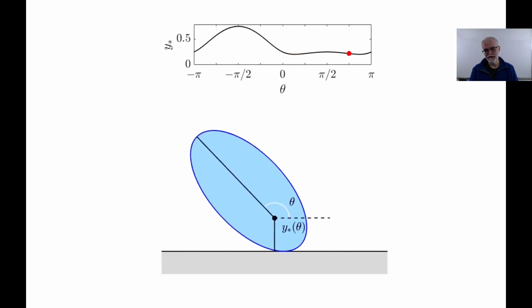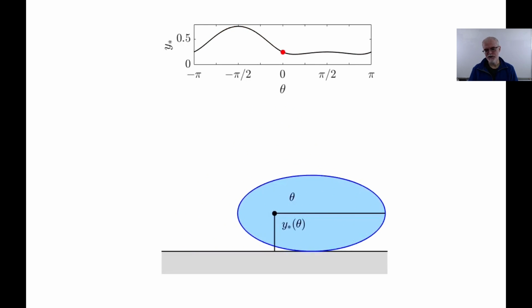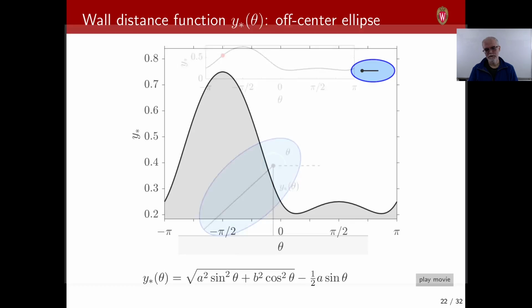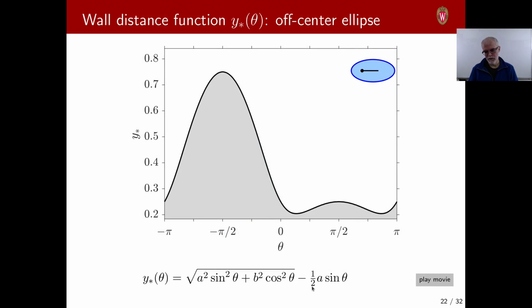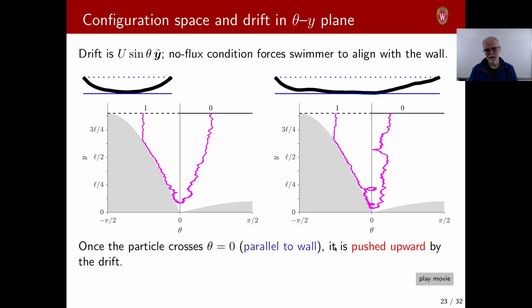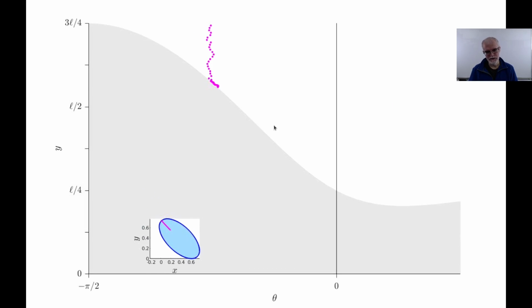Again, you can get this y star of theta analytically for such simple shapes. And it's given by this function here, where this minus half a sine theta has to do with the fact that we displaced the center of swimming from the geometric center. Let me show you some simulations of a Brownian path, meaning if I start the particle and make it head towards the wall, so let me just show you the movie, it'll be clearer.